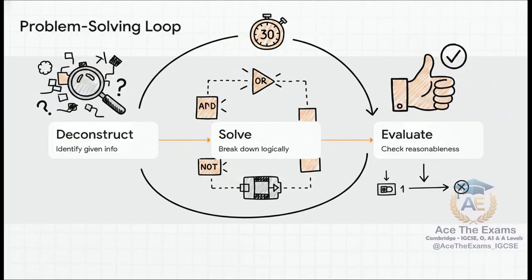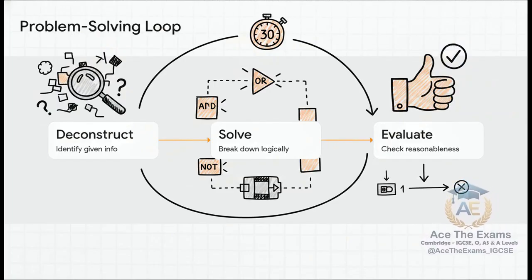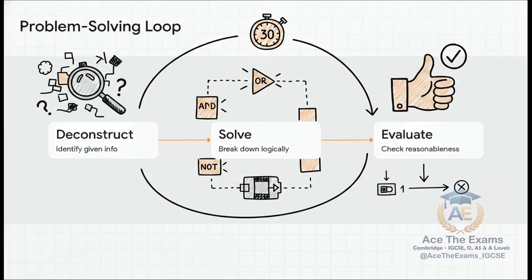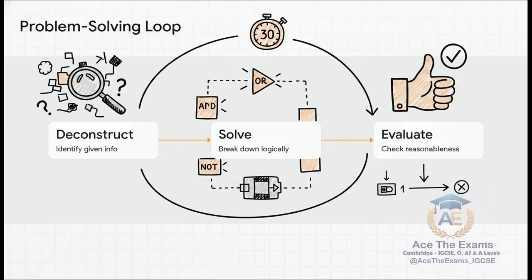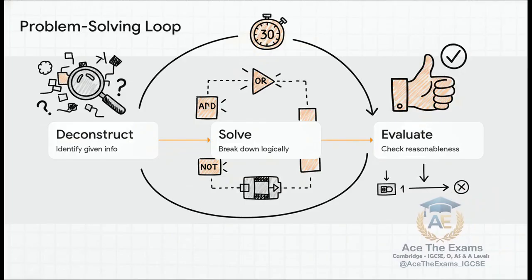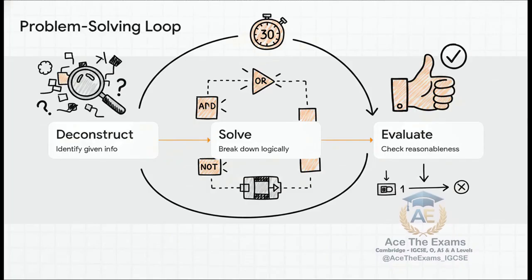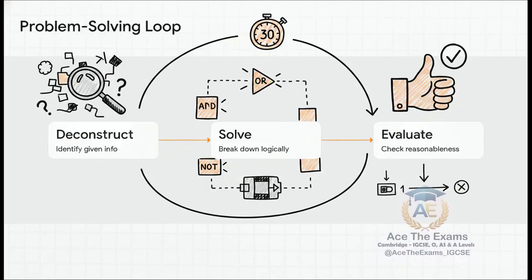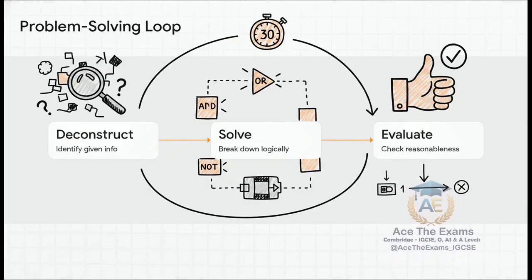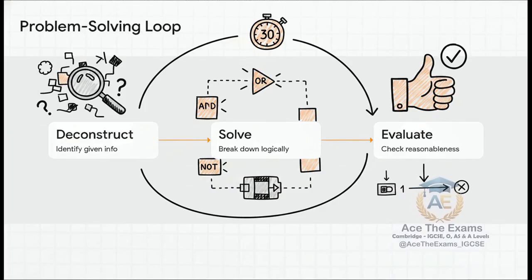Let's say the problem statement explicitly says the motor turns off when the safety switch is pressed. Well, your evaluation step should mentally trace a 1, representing the pressed switch, all the way through your drawn gates and verify that the final motor output actually becomes a 0. If it stays a 1, your circuit is flawed. You evaluate, you find the error, you fix it, and you secure the mark.